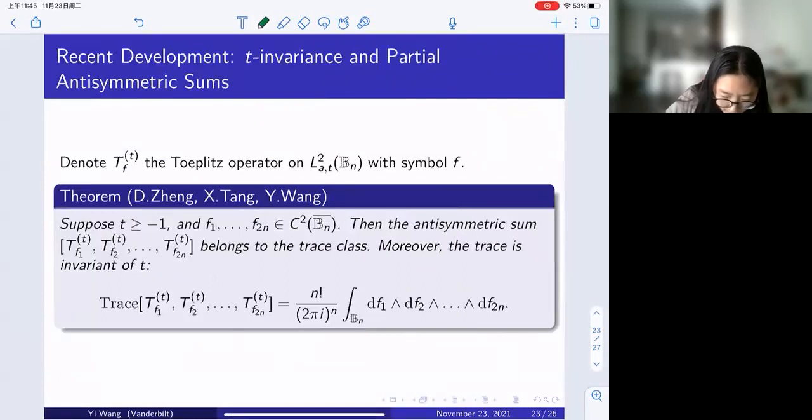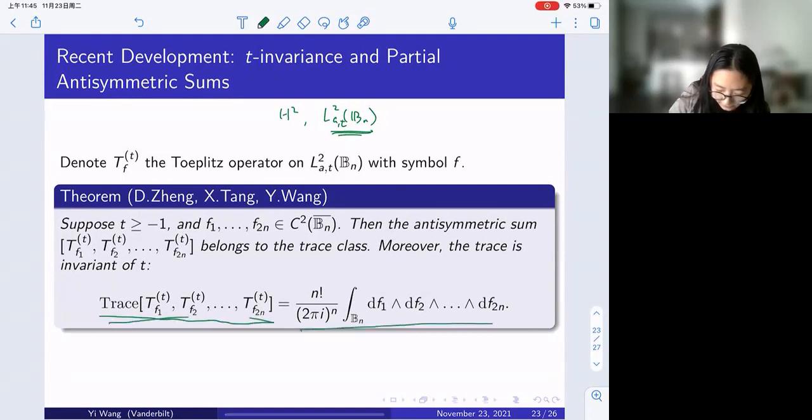So here are some recent results. This is a joint result with De Chaozhen, Tang Xiang, and myself. In the previous results, we considered the Hardy space and the Bergman space for the Helton-Howe trace formula. And there's also a weighted Bergman space, and you can ask the same question. And we prove that the same thing holds for all the weighted Bergman spaces. And the most surprising thing is that if you consider the trace of it, it is actually invariant of the weight.